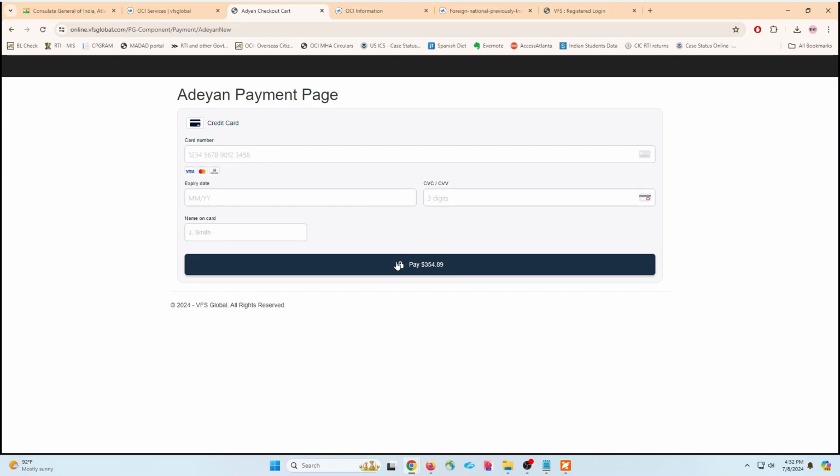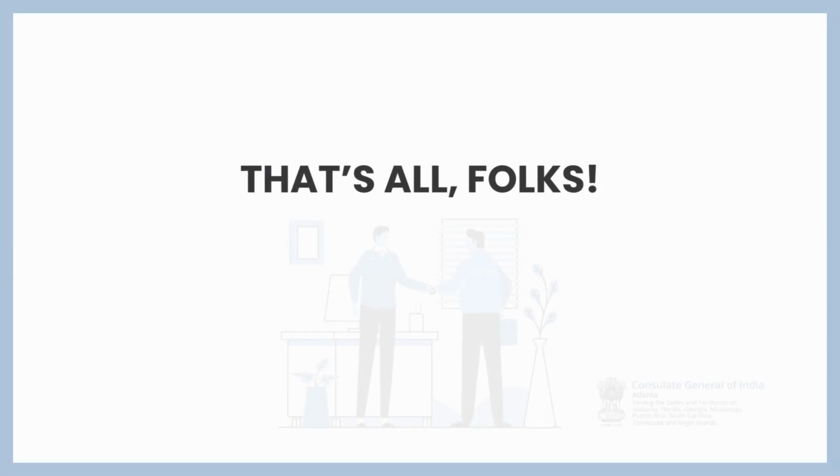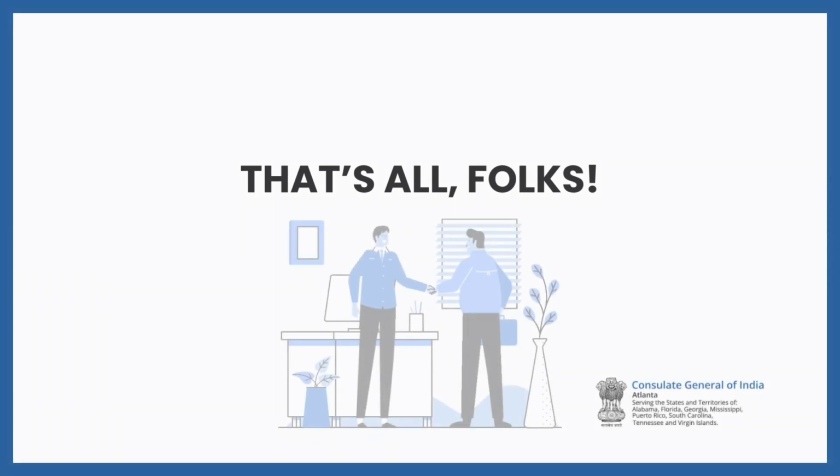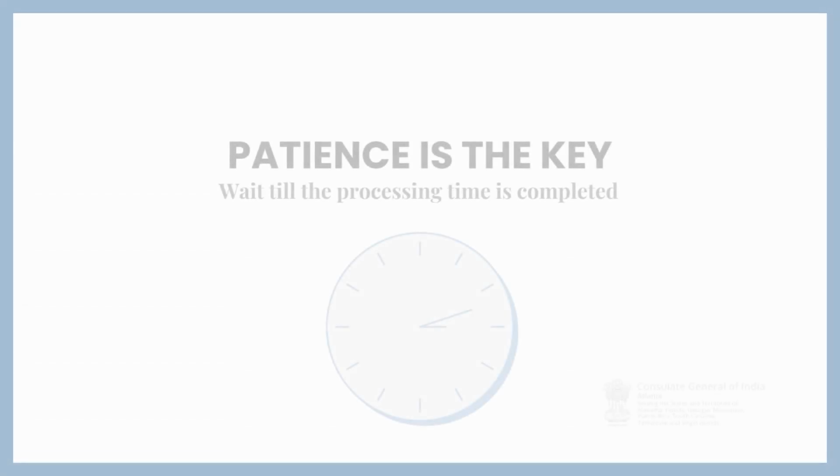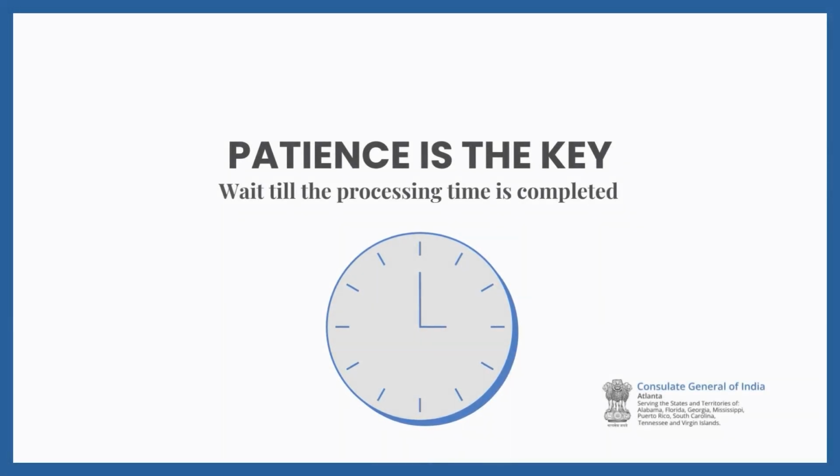After you have made the payment and generated the shipping label, you can send the application using the shipping label to the VFS ICAC Center. This completes the OCI application process. After submitting the application, you should keep checking the status of your application to make sure that VFS Global has received all the documents and has forwarded the application to the consulate for final decision making. Once the application is registered with the Consulate General of India in Atlanta, it will be processed as per the processing time given on the consulate's website.